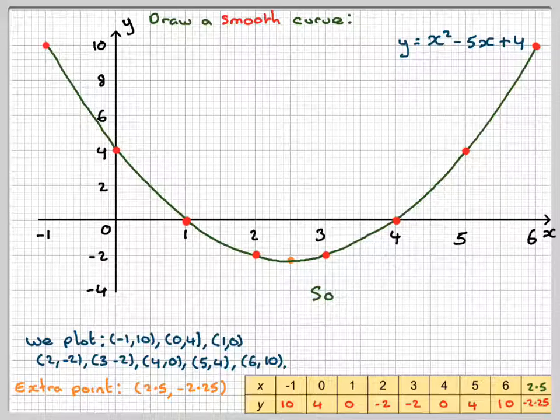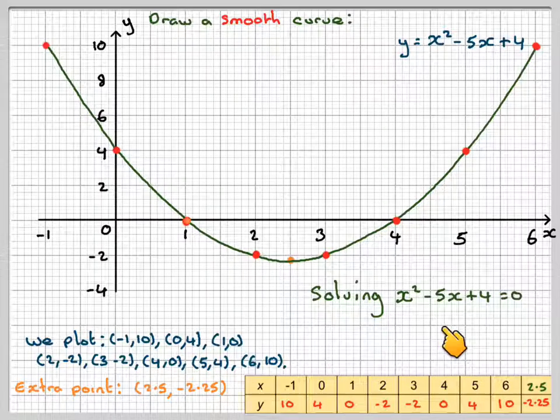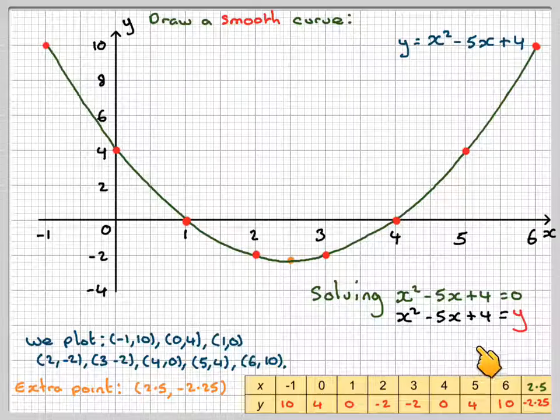Right, we were asked to solve the equation x squared minus 5x plus 4 is equal to 0. Now we've drawn the graph of y equals x squared minus 5x plus 4, so we want to see where y is equal to 0. This is the line y is equal to 0. The x-axis is where y is equal to 0. So where does the curve cut the line y is equal to 0?